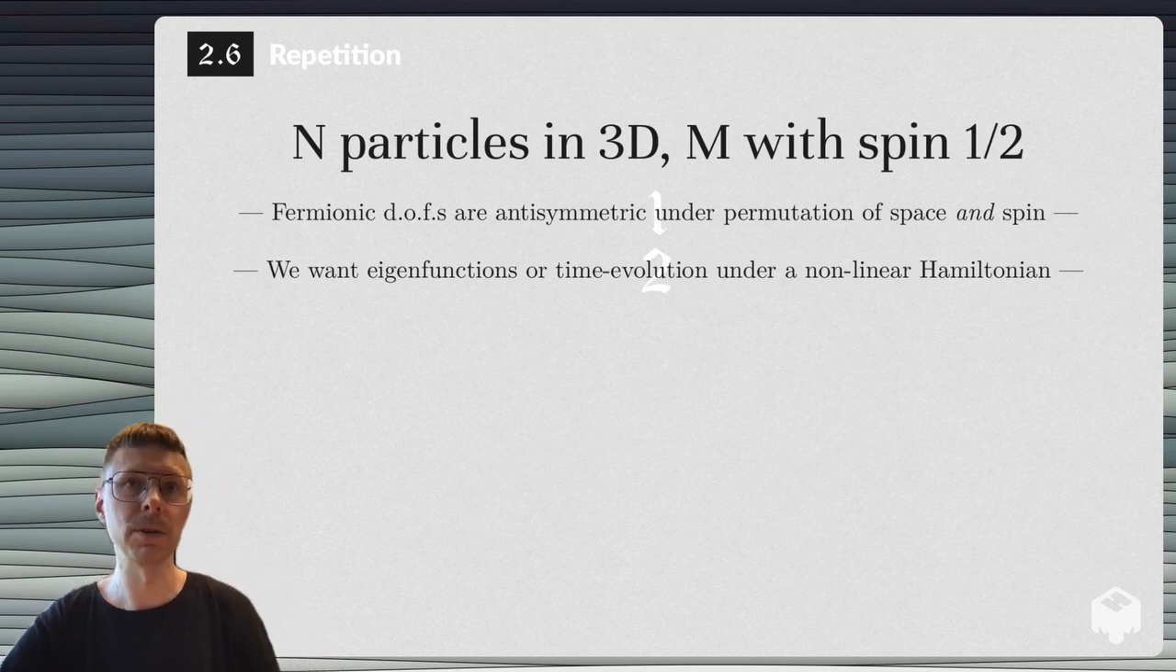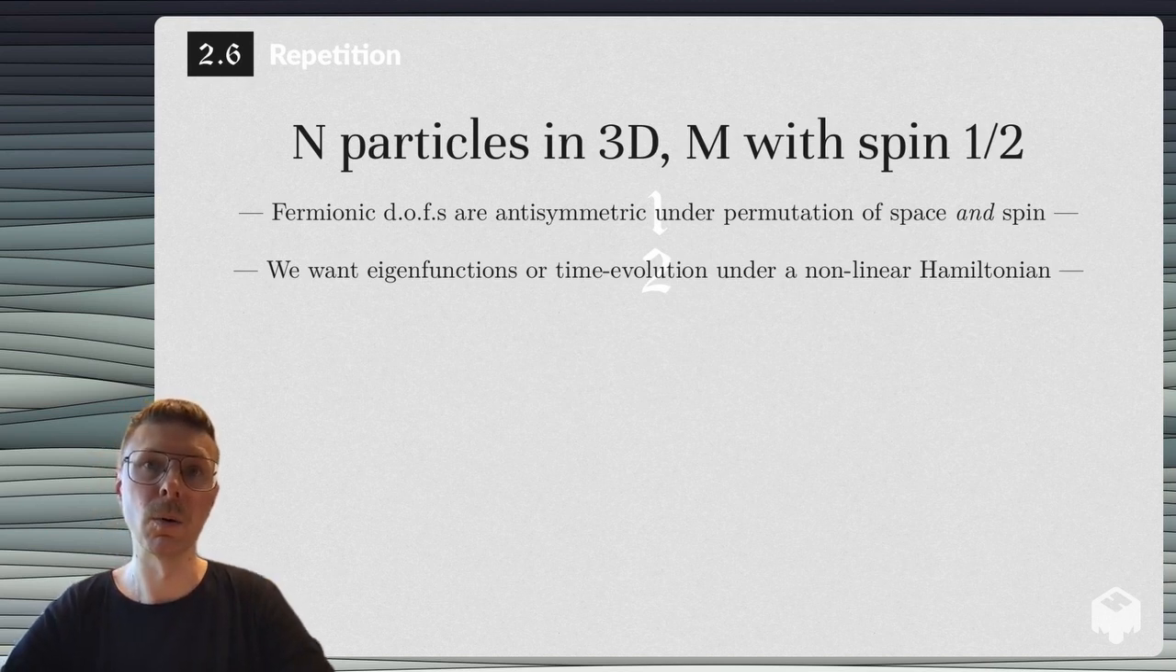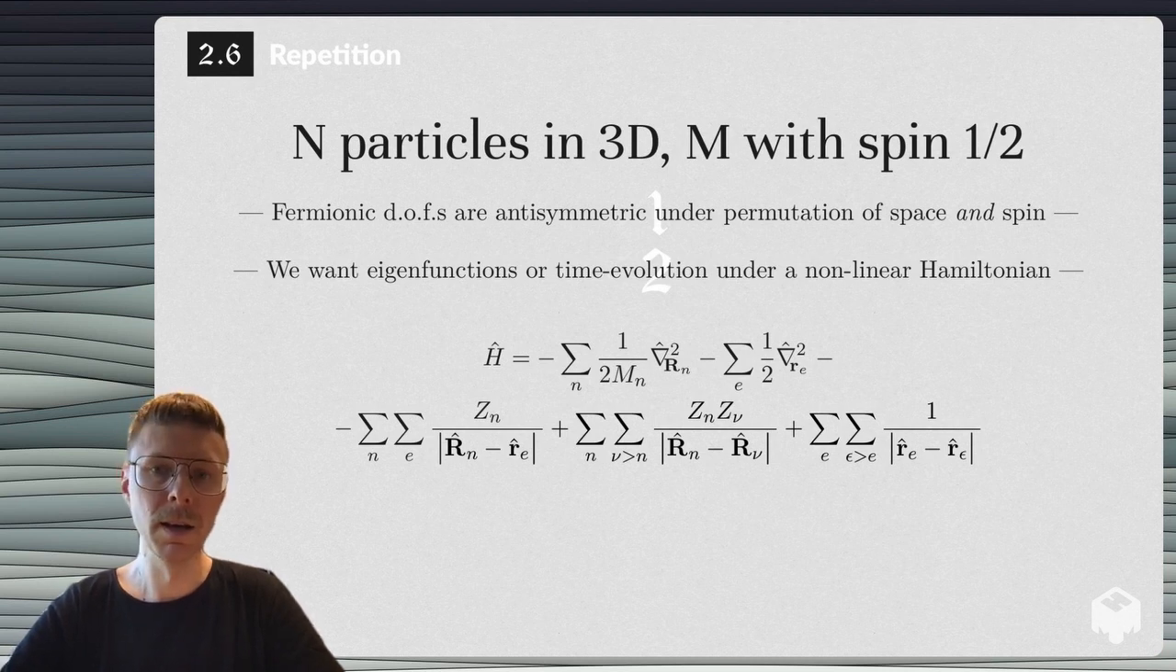On this space, we want to find eigenfunctions if we're doing the time independent approach, or do time evolution if we do the time dependent approach, under a nonlinear Hamiltonian that looks like this. This Hamiltonian does not include spin interactions, for instance, magnetic interactions. So this is a bit simplified already, but still very complicated, especially since it's non-linear in nature. So this is hard, right? This is basically the conclusion.